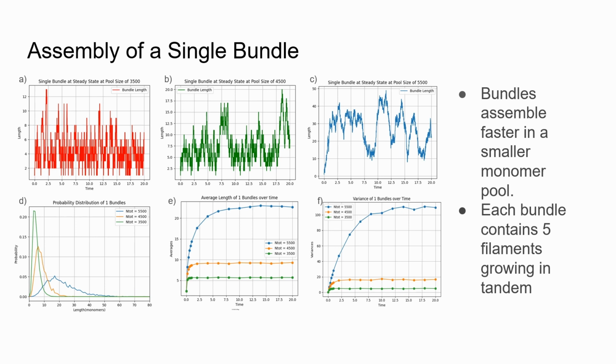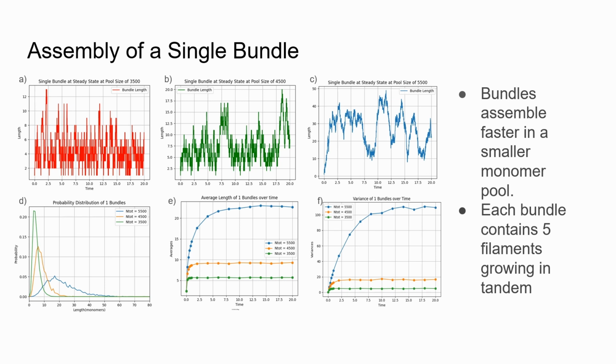Graphs A to C depict the trajectory of a bundle of equivalent filaments at the specified pool sizes. You could see a greater fluctuation of bundle lengths over time in graph C compared to graphs A and B. This is most likely due to the increased amount of monomers in the pool that the bundle resides in.